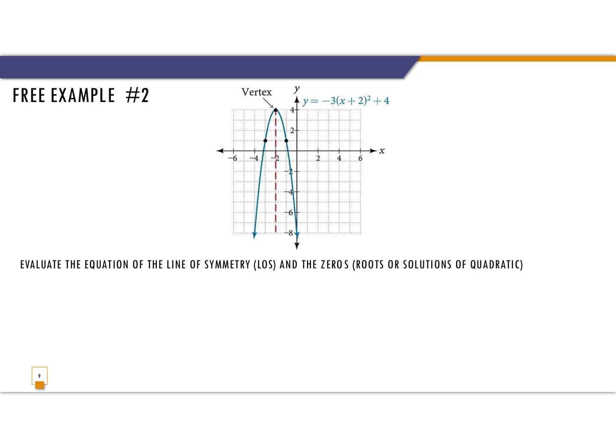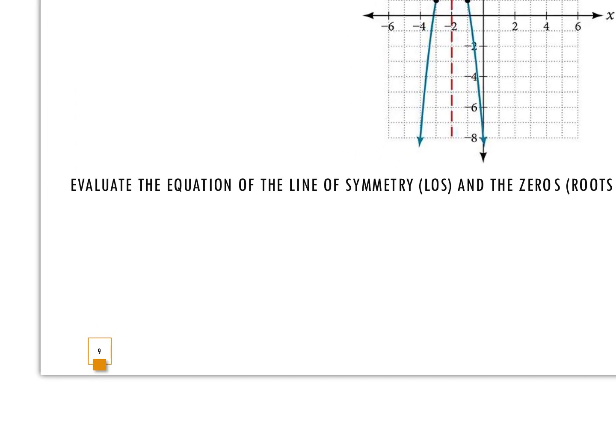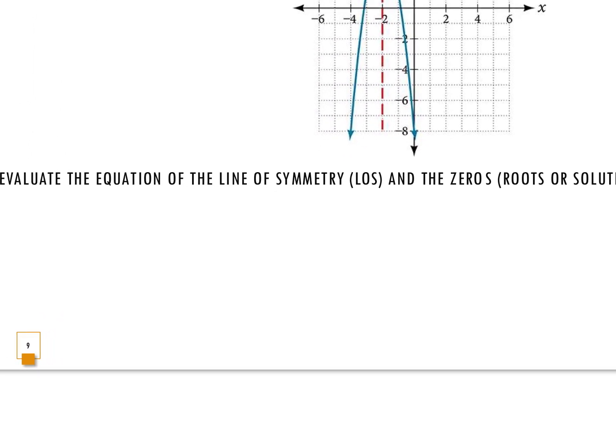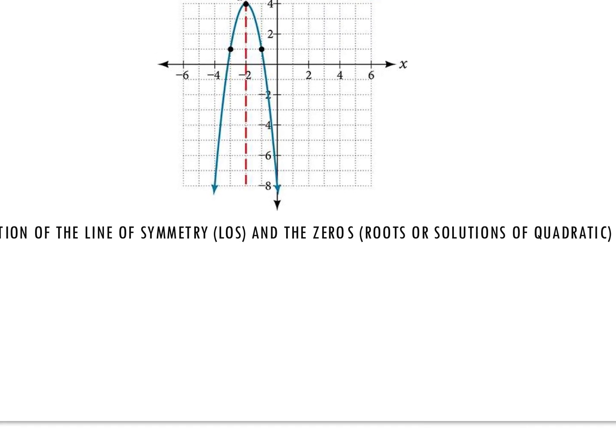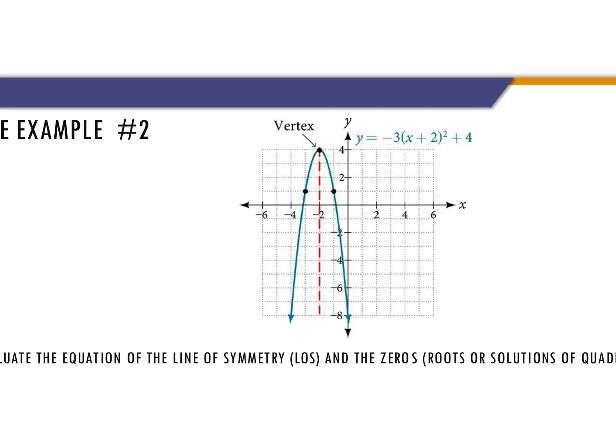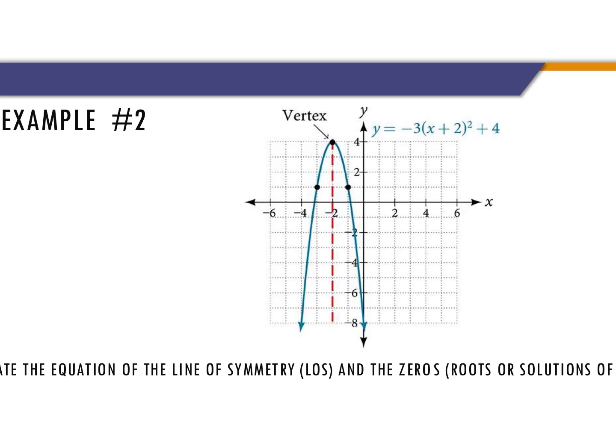Another free example. Evaluate this equation for the line of symmetry and the zeros again. So I'm doing another one, okay? This time the vertex is on top. Not a problem. Line of symmetry is a red line. What's that line? What x does it go through? Line of symmetry is x equals -2.